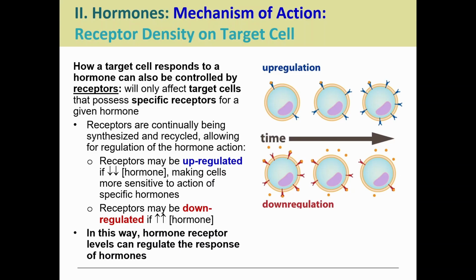Now we can make new receptors, we can recycle them, and we can change how many receptors are available to regulate the cell's action and how it can respond to that hormone. So receptors can be upregulated if we don't have a lot of the hormone. This will make the cells more sensitive. Or we can downregulate: there's too much of that hormone, so we just have fewer receptors. The hormone receptor levels regulate the response because, again, the cell can only do something if the hormone and the receptor bind together. If you downregulate the receptor, you downregulate the response to the hormone, even if the hormone level is high.